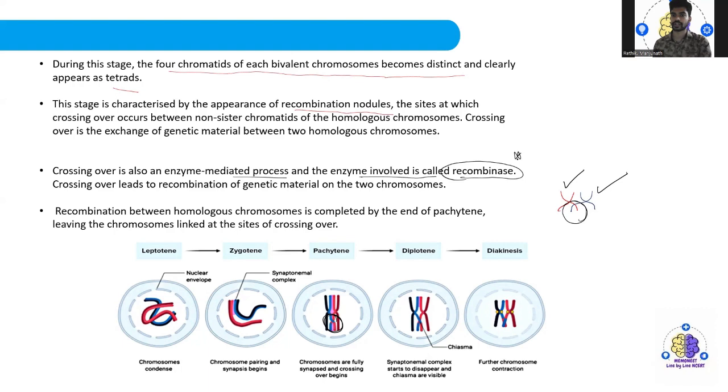This is very important, a neat kind of question: which is the enzyme involved in the mediated process of crossing over? That is recombinase. Crossing over leads to the recombination of the genetic material, that is nothing but exchange of the genetic material between the two chromosomes. The recombination between the homologous chromosomes is completed at the end of the pachytene stage, leaving the chromosomes linked at the site of crossing over.